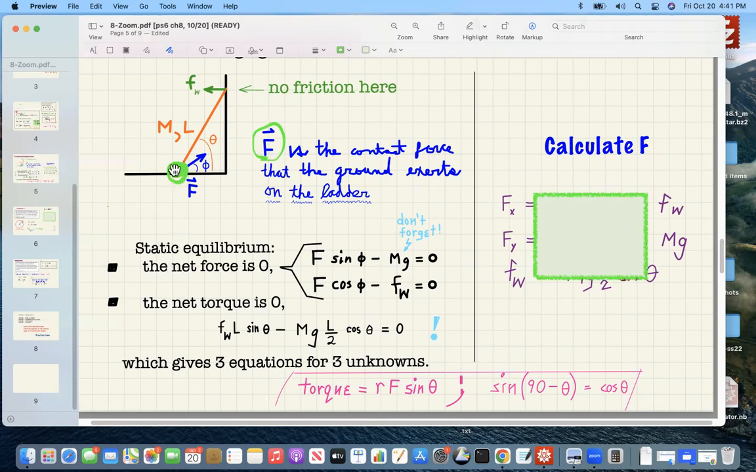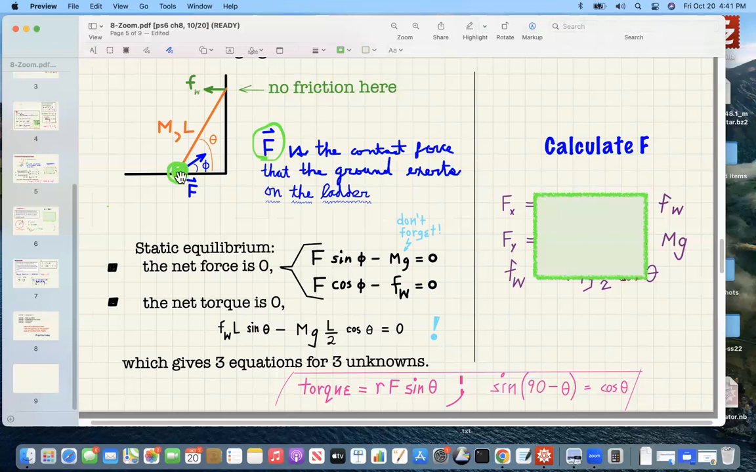Now let's write down the equations for static equilibrium. The net force must be 0, so F sine theta, that's an upward force, minus mg, that's a downward force, must be 0. And F cosine theta, that's a horizontal force, minus the force of contact with the wall, Fw for wall, has to be 0.